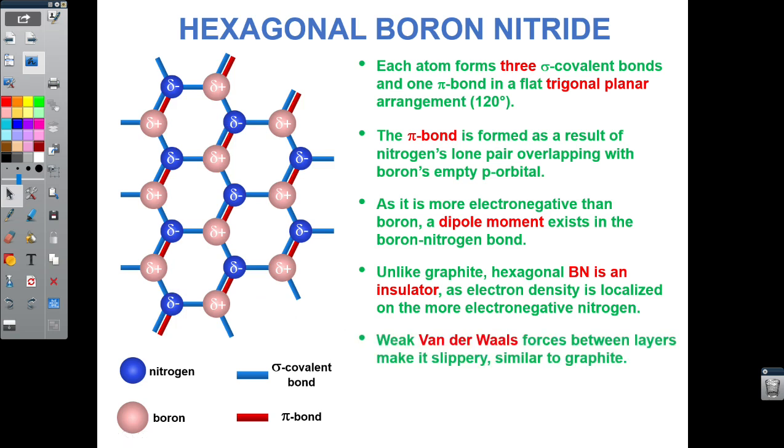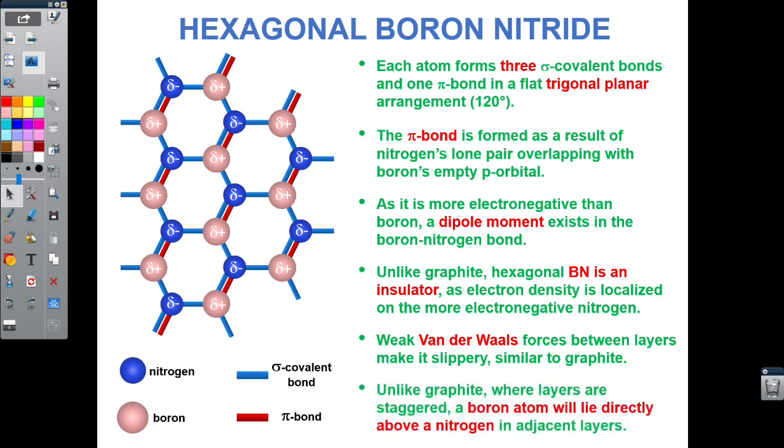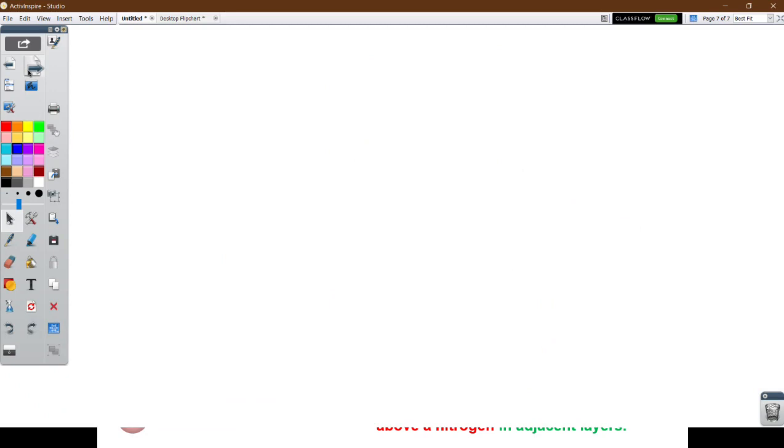In a similar way to graphite, however, we've got layers here, and we've got weak van der Waals forces between the layers, and they tend to be equally as slippery. What is different between the layers, however, is that in graphite, each layer will stack upon each other so that each carbon is staggered compared to its neighbor in a layer beneath it or above. However, with boron nitride, we tend to get the boron atoms lying directly above a nitrogen atom.